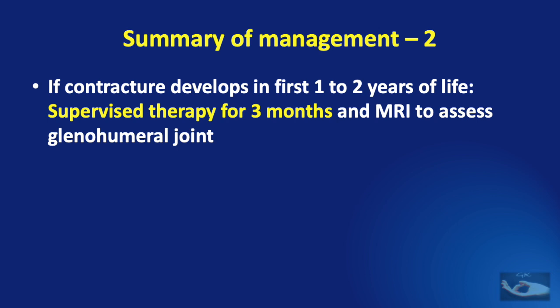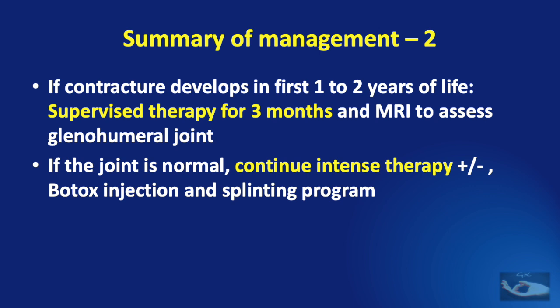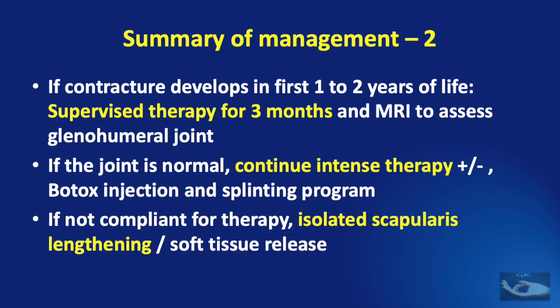In situations where the contracture develops in the first 1 to 2 years of life, supervised therapy for 3 months and MRI to assess the glenohumeral joint must be done at regular intervals. If on MRI the joint is normal, we can continue intense therapy with or without Botox injection and splinting program. If the child is not compliant for therapy, isolated subscapularis lengthening with or without soft tissue release should be done.